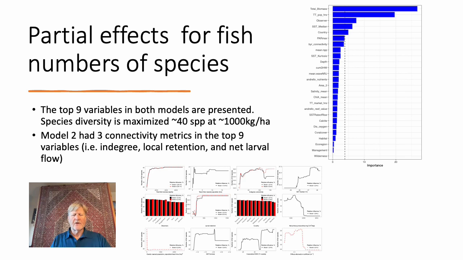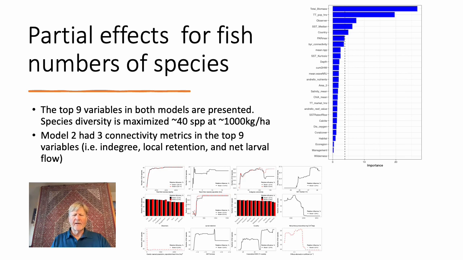So this here would show you a partial effects for the fish number of species. You can see there's a number of variables, probably 9, that are most influential, but there's as many as, in this case, I think 26 or 28 variables that have some influence on species richness.